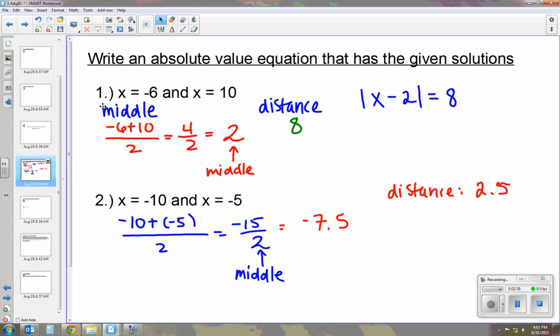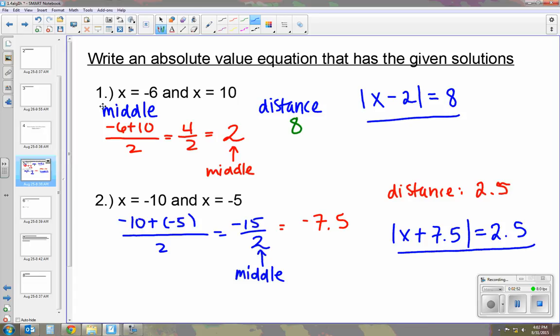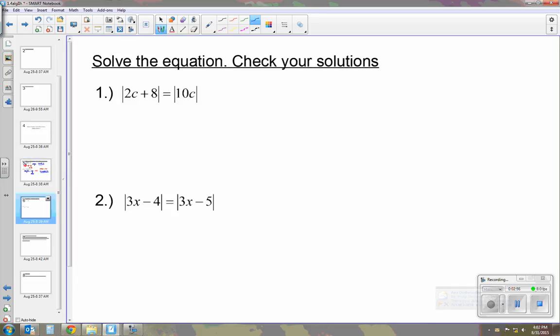So our equation is going to be the absolute value of x plus 7.5, because remember we always change the sign for the middle number, equals 2.5. And that's our equation. So those are the two pieces that we need for those. Okay? Now the next one is a little bit more advanced. We now have absolute values on both sides of the equation, okay?